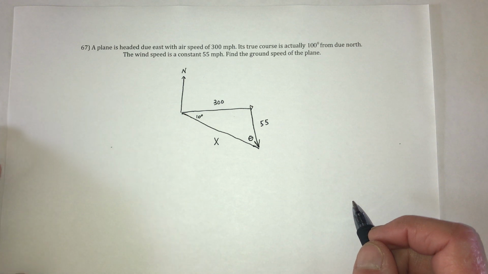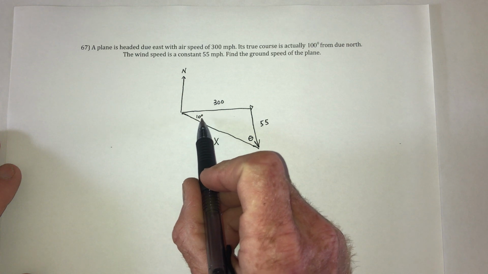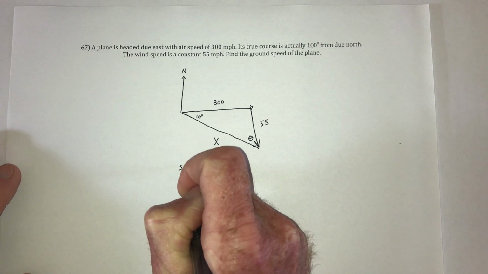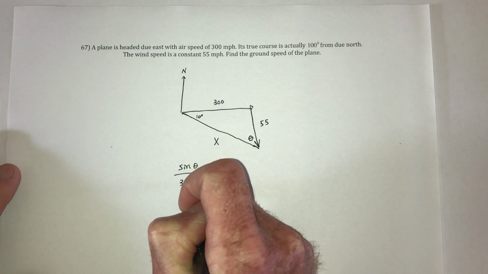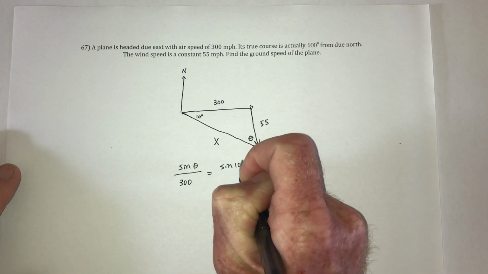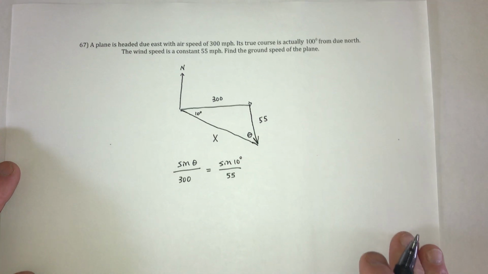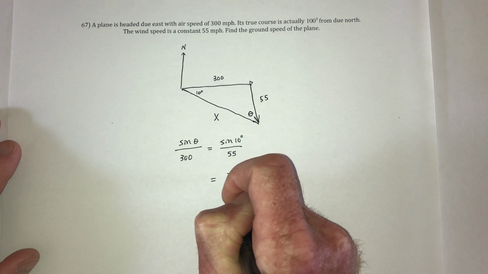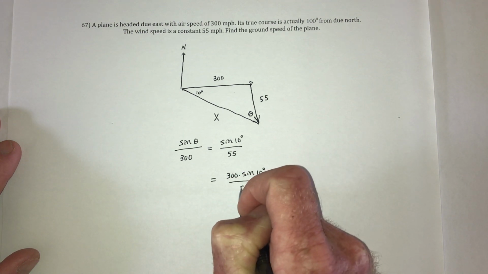And I can do that by using the law of sines. Because it has theta and a number across from it, 10 degrees and a number across from it. So we could use the law of sines. So it's gonna go sine of theta divided by what's across from it, 300, equals the sine of 10 degrees divided by what's across from it, 55. Next, take this 300 and multiply it to the other side. So it's now going to say 300 times sine of 10 degrees divided by 55.